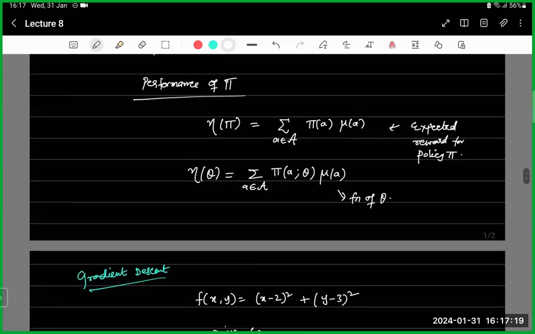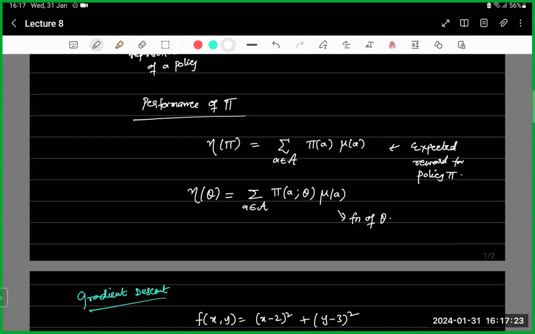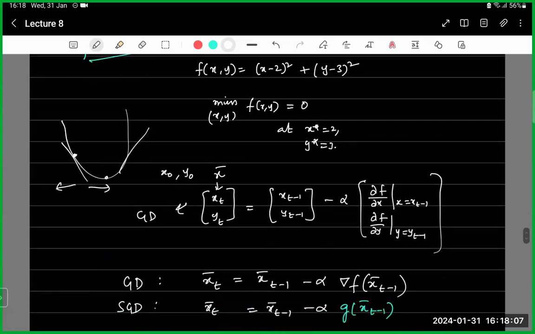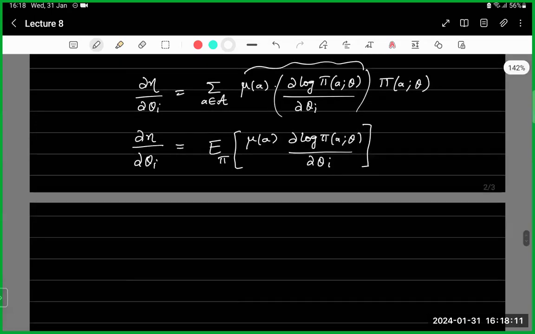Expectation similar to this. This is like an expectation with respect to pi. You can write it like this, right? Because A is a function of pi. A is being sampled randomly according to a distribution pi. So you can write it as expected mu of A when you play A according to pi. Correct? This is fine, right? Because A is sampled randomly according to policy pi. That is why expected mu of A under pi. So similarly, I can write it like this, right?